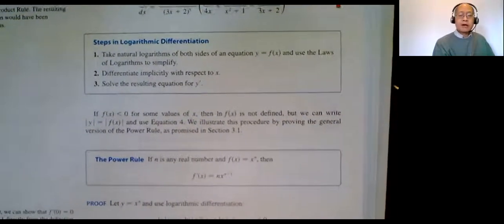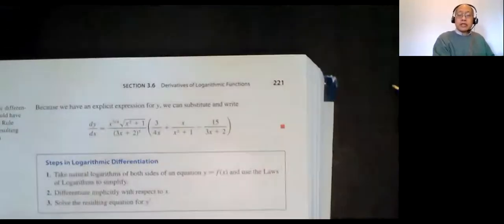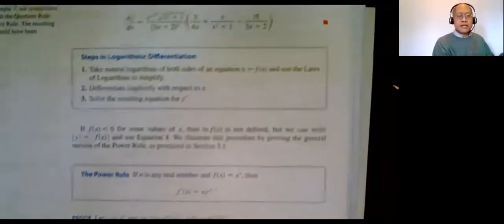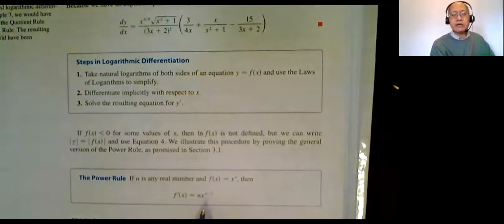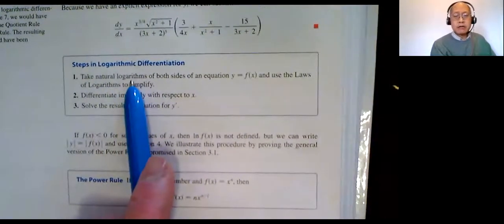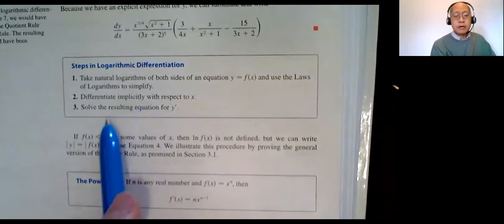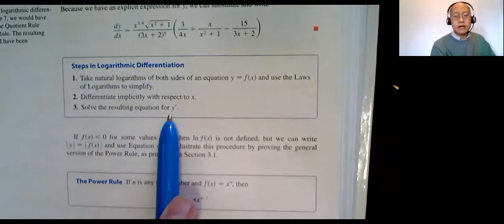I know I ran through that quickly, but I think I'd rather just show you some examples of how that works. It's on page 221. If you want to put this entire box on your cheat sheet, you may. I don't think you have to. It's correct, but you take the natural log of both sides, do implicit differentiation, and then solve for dy dx.